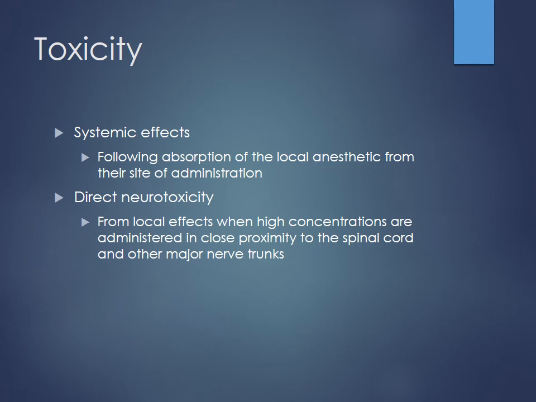So looking at the toxicity that you can see with these anesthetics, this is typically going to be seen after the absorption of the local anesthetic occurs from the site of administration. The big things you're going to be noticing are direct neurotoxicity and cardiotoxicity. Direct neurotoxicity can occur if high concentrations are administered in close proximity to, say, the spinal cord. Say you're doing an epidural and the placement's incorrect, that can lead to major nerve trunks being deadened by application of those high concentrations.